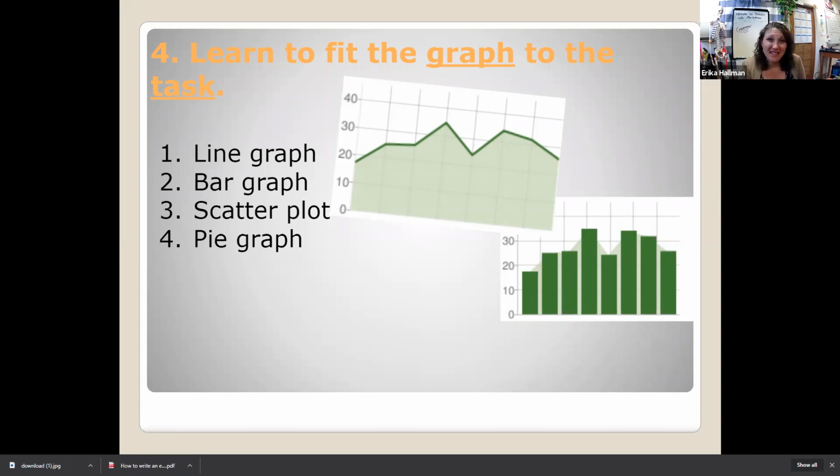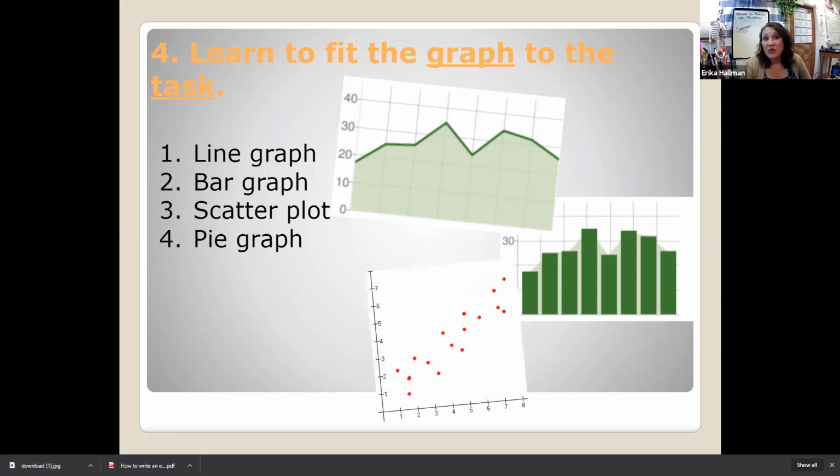Bar graphs wouldn't be as acceptable to use to compare over time, since time is ongoing and it's harder to have separate categories of time. So bar graphs can be very, very effective at showing different categories and how they compare together.